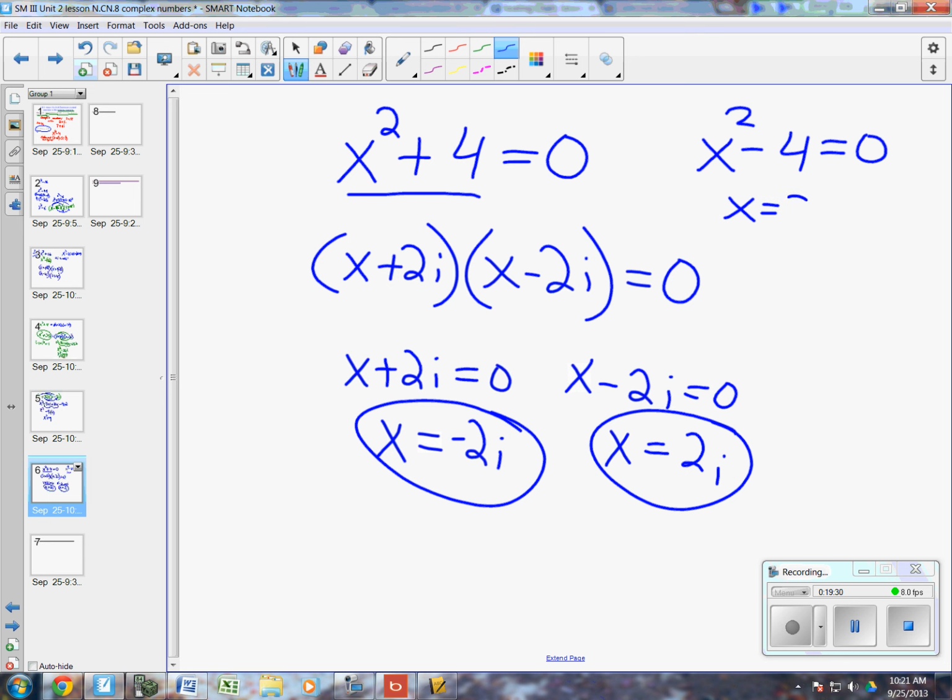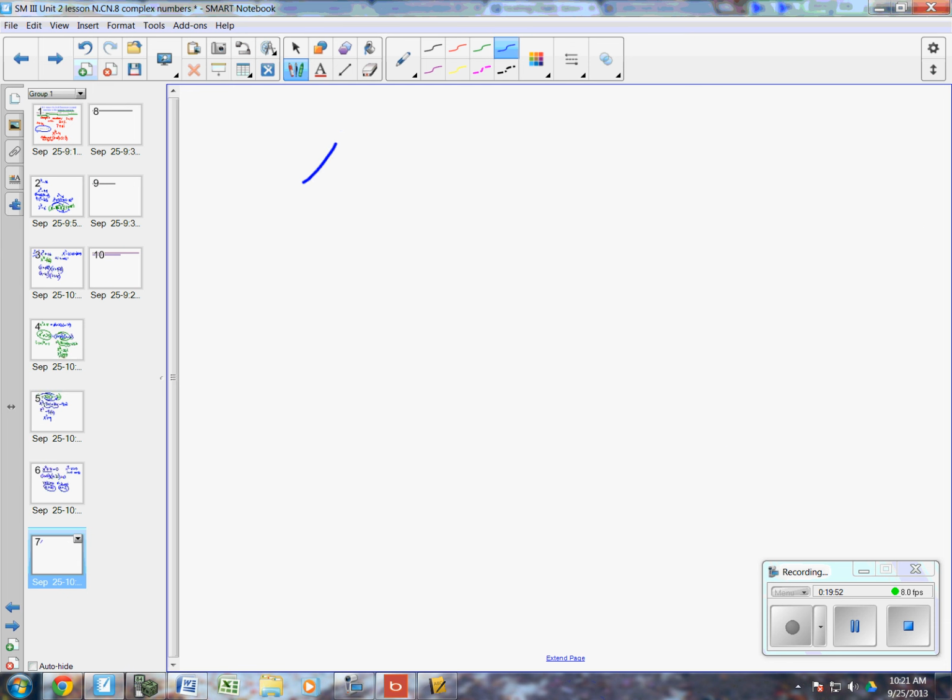So this one also, whenever you have a quadratic, you're going to get two answers. Whenever you solve a quadratic equation, you're going to get two answers. Sometimes they're going to be repeated, the same number. That happens sometimes, but you're going to get two answers. Got it? Okay, so everybody, I have two equations for you to solve. Solve these two.